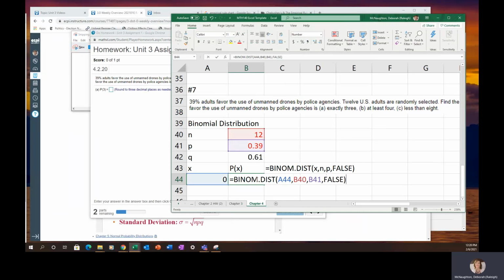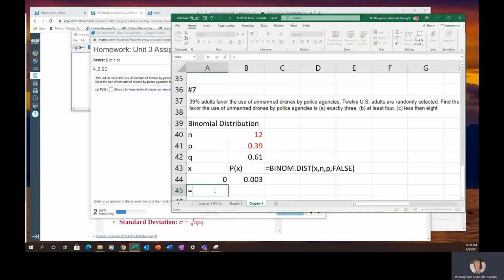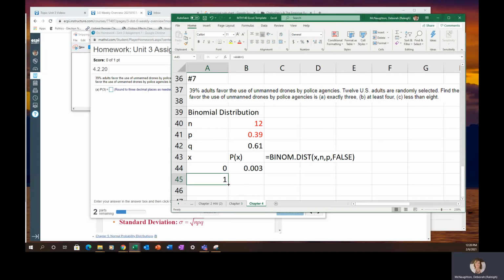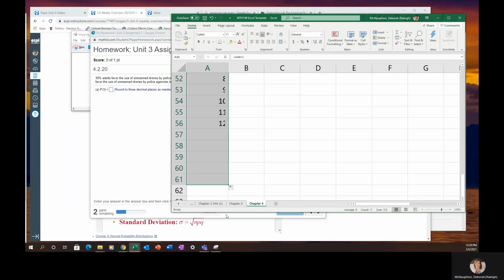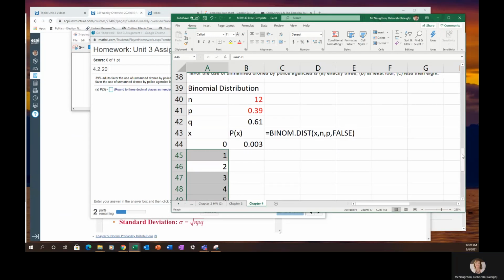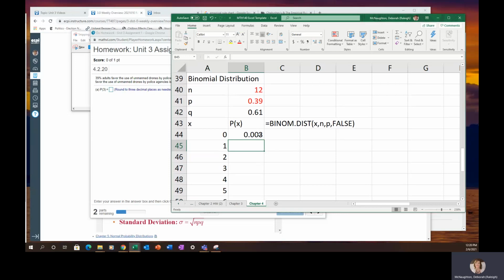Okay. And then again, I want to anchor. So X, comma, N, comma, P, comma, false. And I want to anchor my N and my P. And then this is 0 plus 1. Now I can copy this down to get my 12. Okay. Most students go ahead and make this where it'll do more than 12 in case you get more when you do a quiz, and that's fine. And then I want you to see what happens when I calculate the probability beyond 12.